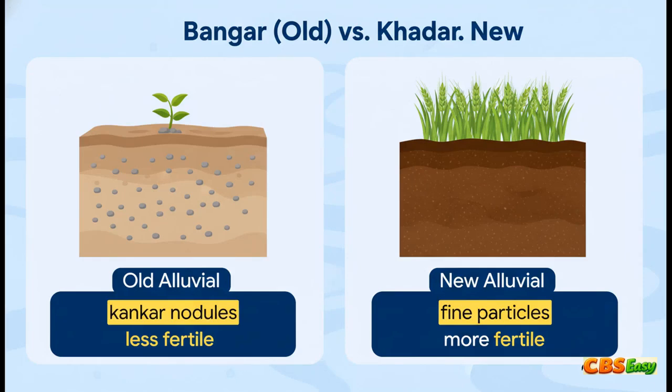This is a classic trap question in exams. What's the difference between Bangar and Khadar? It's actually super simple when you break it down. Just remember, Khadar is the new kid on the block. It's new soil, has finer particles, and it's way more fertile. Bangar is the old soil. It's less fertile and has more of those little pebbly things called conker nodules.